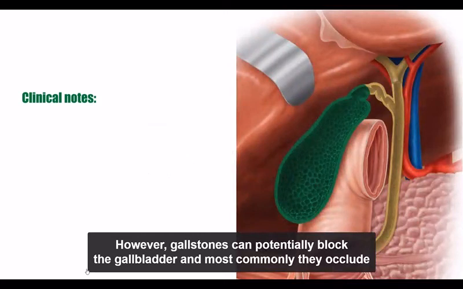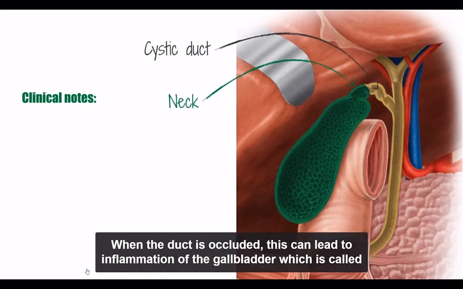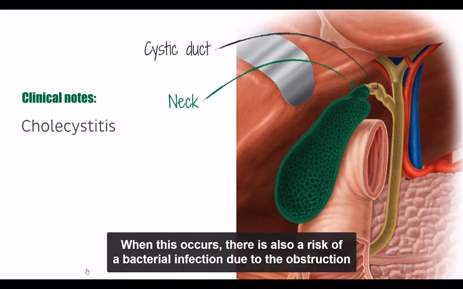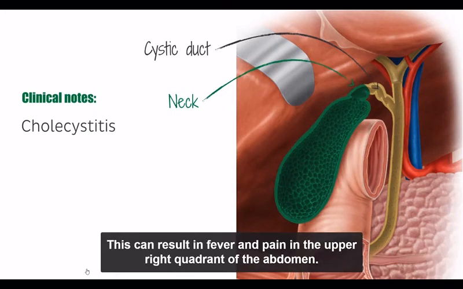However, gallstones can potentially block the gallbladder, and most commonly they occlude the neck or the cystic duct. When the duct is occluded, this can lead to inflammation of the gallbladder, which is called cholecystitis. When this occurs, there is also a risk of a bacterial infection due to the obstruction of the flow of the bile outside the gallbladder. This can result in fever and pain in the upper right quadrant of the abdomen.